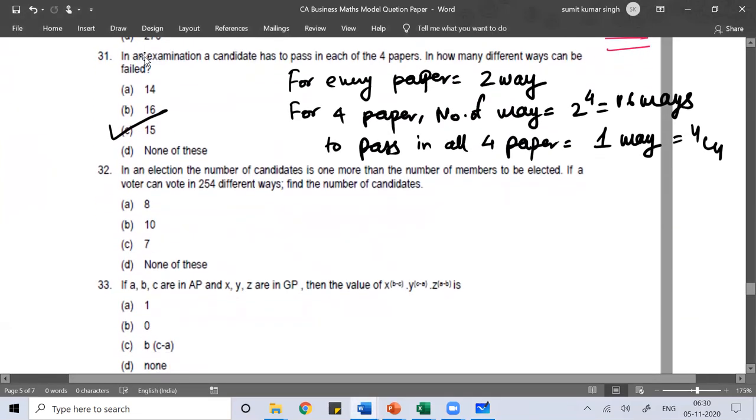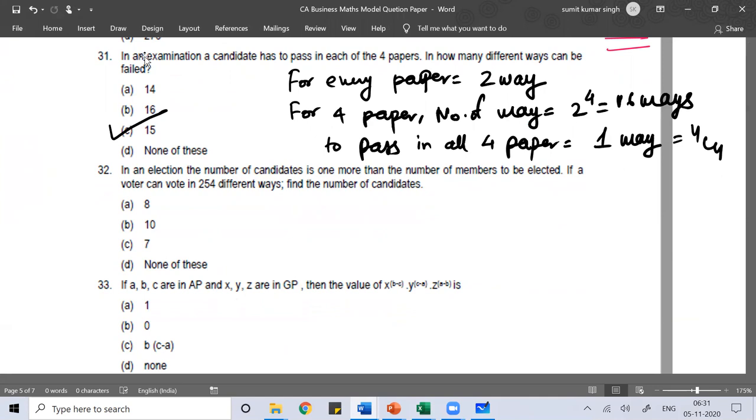So in an election, the number of candidates is one more than the number of members to be elected. If the voter can vote in 254 different ways, find the number of candidates. Suppose the number of members to be elected is n. So the number of candidates is n plus 1.